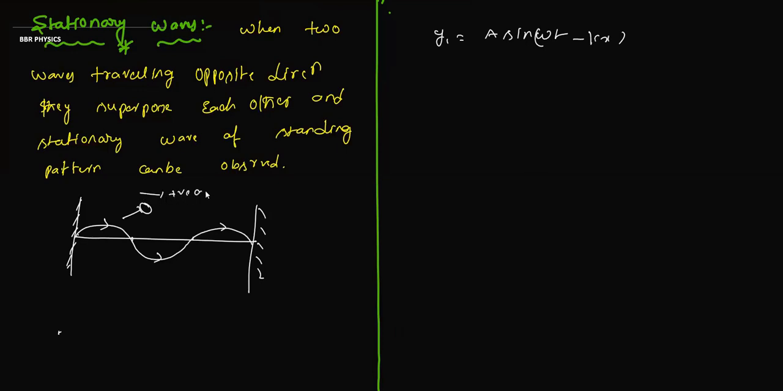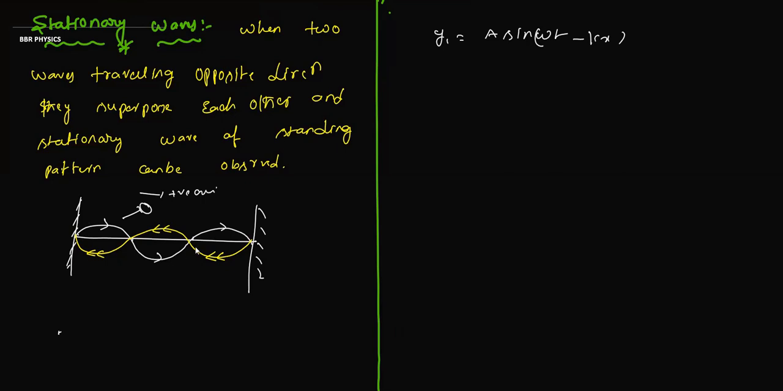Now, let me choose another wave. Another wave is traveling opposite to that. Let me draw first, then I'll change the direction. So the second wave is traveling in this direction. So this type of pattern is observed. What does the pattern mean here? This is a standing pattern, and the wave is called a stationary wave.